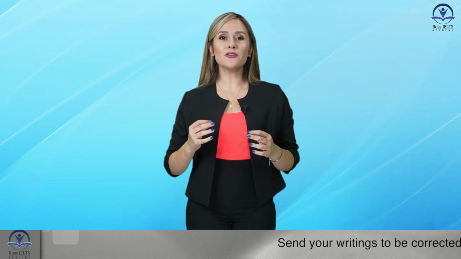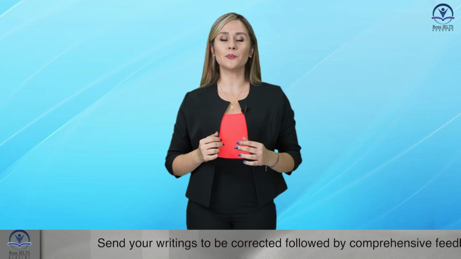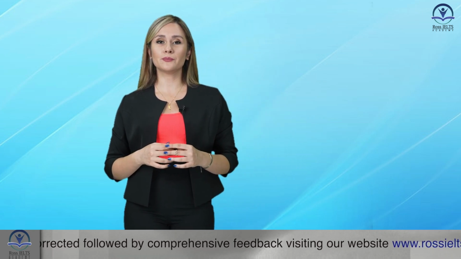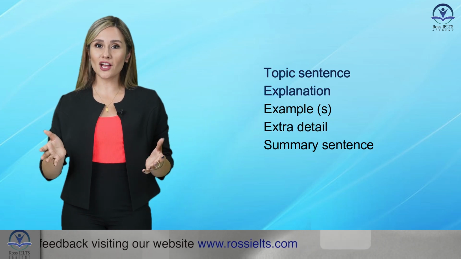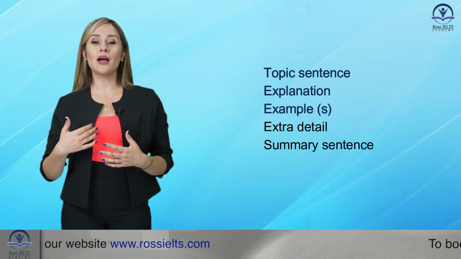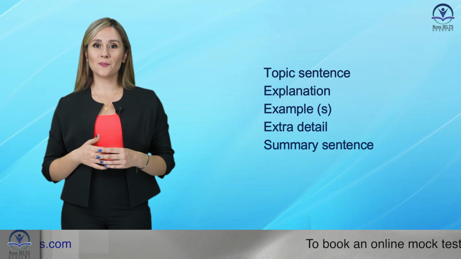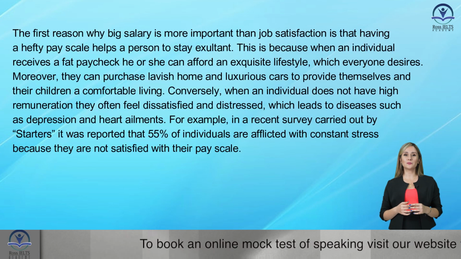Now, let's read the first body paragraph to see what fixed information should be included there. You should follow this structure in the body paragraph. First, you have the topic sentence, then the explanation, the example or examples, extra detail, and the summary sentence. Now let's see how this is followed in our sample.